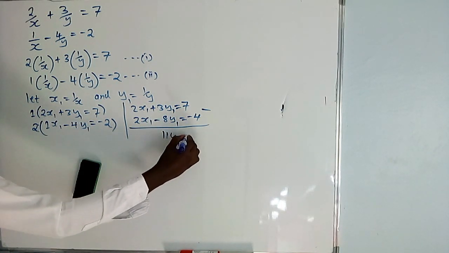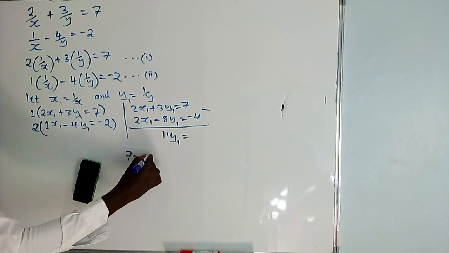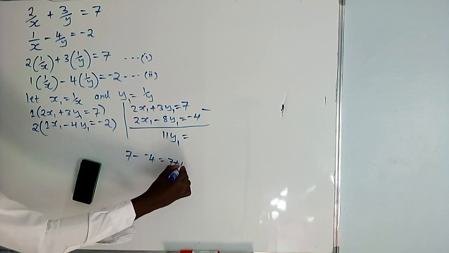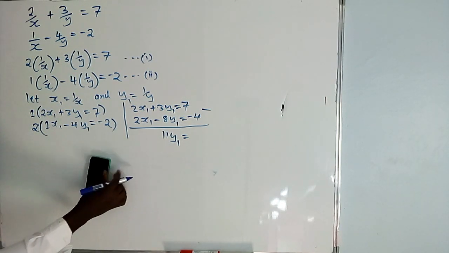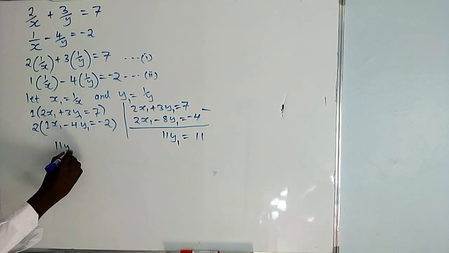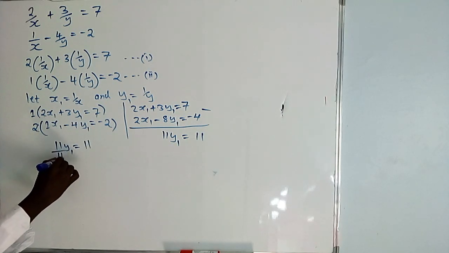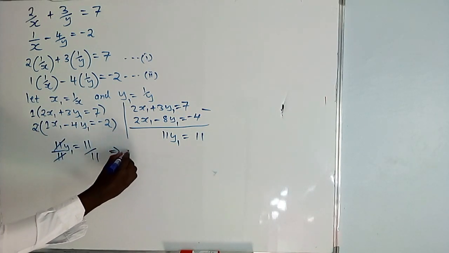So there we have 11y1 is equal to 7 minus negative 4. 7 minus negative 4, you get 11, isn't it? So you have 11y1 is equal to 11. So for you to get y1, you divide both sides by the coefficient of y1, isn't it? So we divide both sides of the equation by 11. So we get y1 is 1.